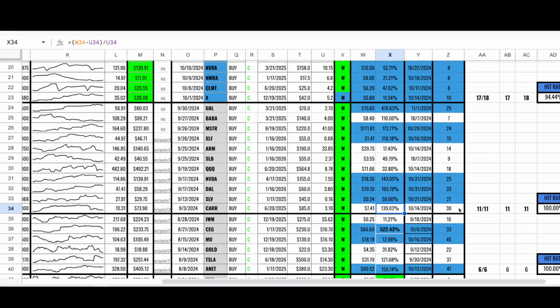CARR, well, I need to double check my notes. I do believe they had some sort of earnings that caused the pop, 135%. Some sort of news that caused this.